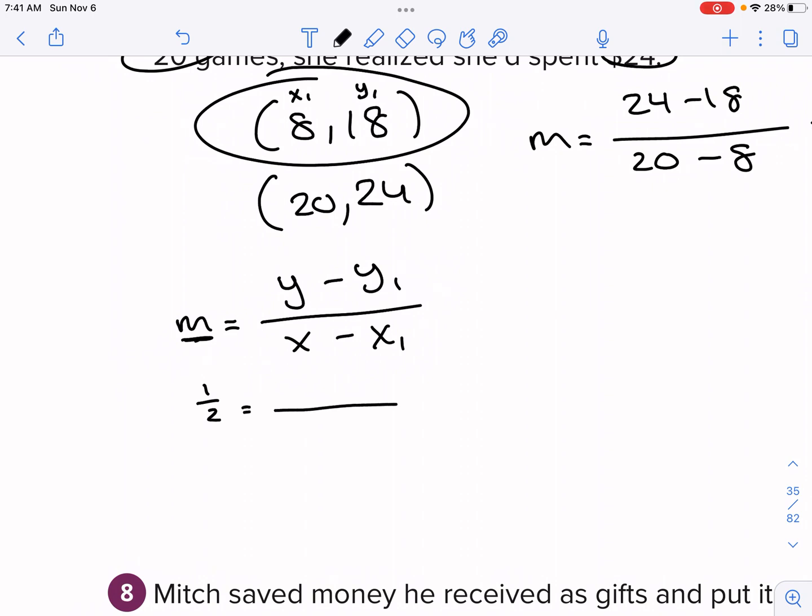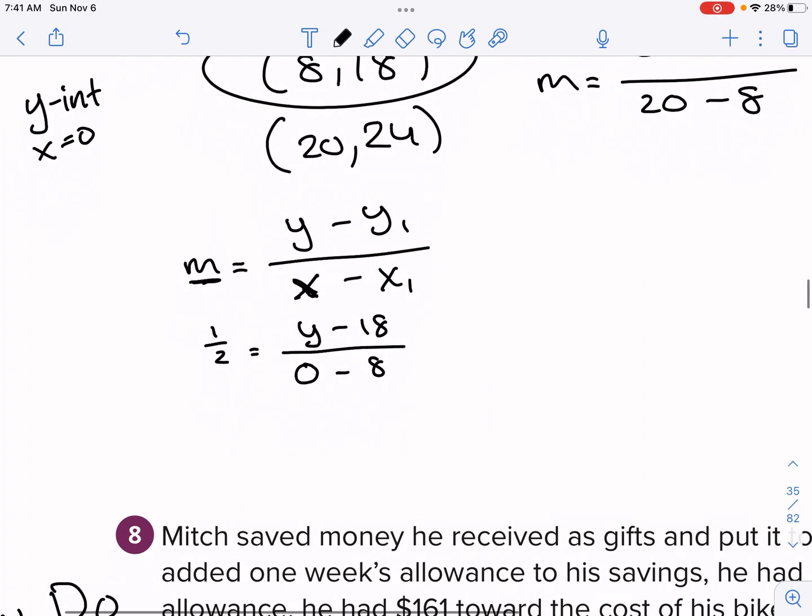When you find the y-intercept, this is always where the x value is 0. So we're saying it's 0 games. For this first part, y minus y1 is 18. And we're saying 0 games, so 0 is going in for x. So how many dollars is it for 0 games? What are we starting at? And then minus 8 for x1. Here we can simplify this. 0 minus 8 is just -8. So I'm going to get rid of that 0.